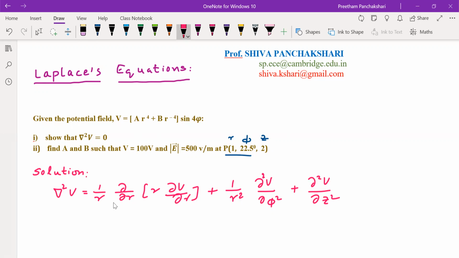You can observe two differentiations in each term. First one with R, second with phi, third one with z. But the equation of V contains only R and phi. Here you can observe it. No z is present. That means potential V is not a function of z. So dou square by dou z square is 0.